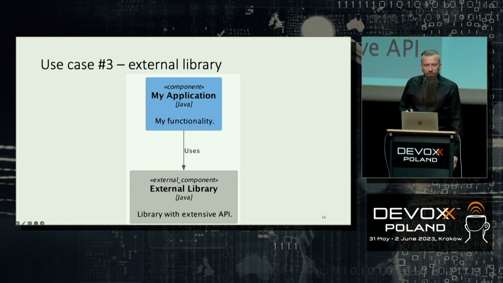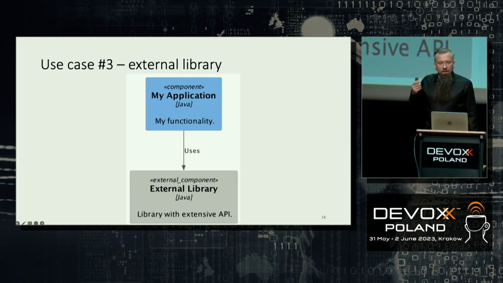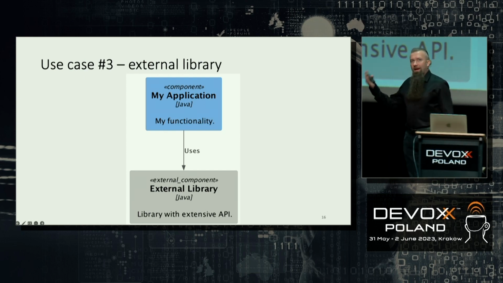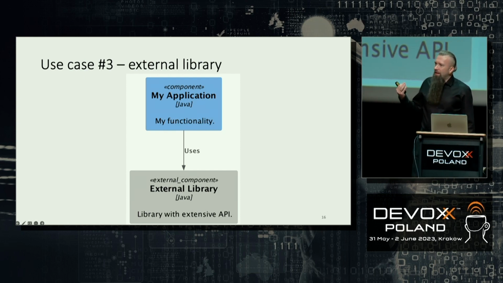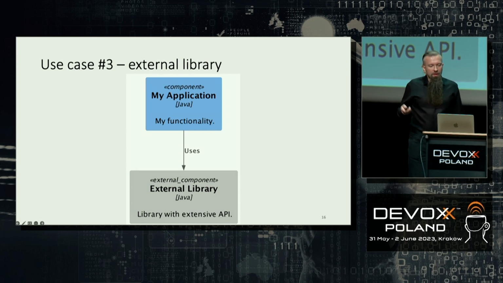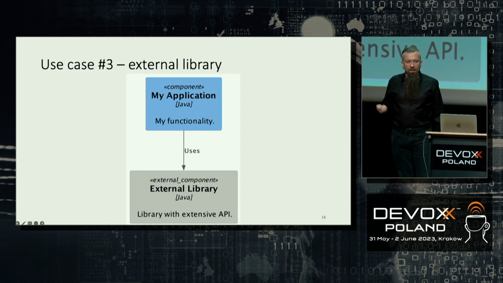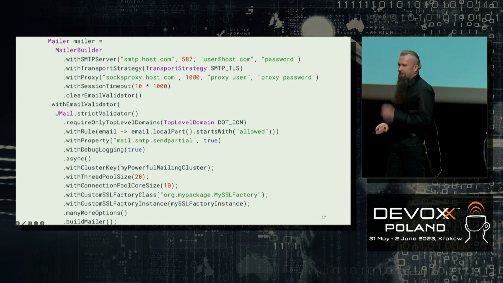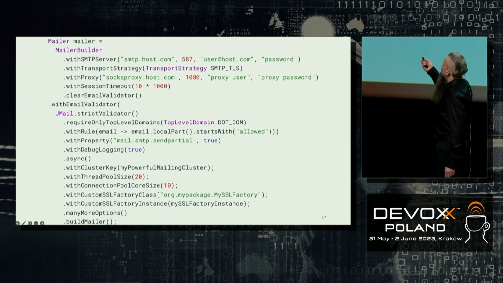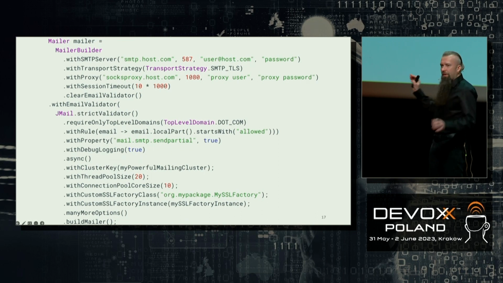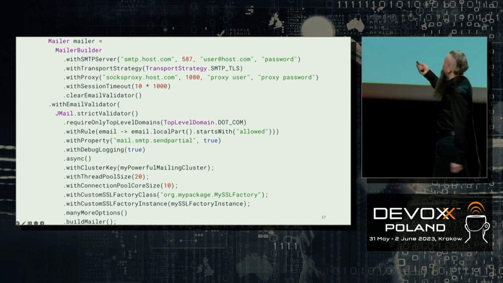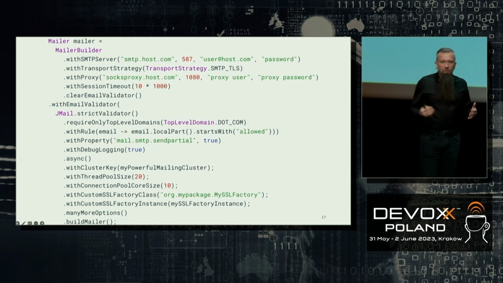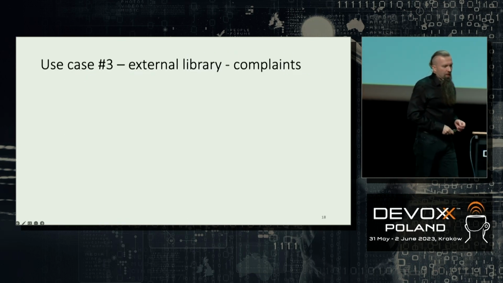Use case number 3, external library. So we imagine we are going to implement some kind of application this time, and this application is going to use some third-party code, so an external library. This external library may have a very extensive API. This is some kind of example from the internet, so it was very similar to my case. There was a Fluent interface and multiple parameters, but in our context, probably we don't need to use it all.